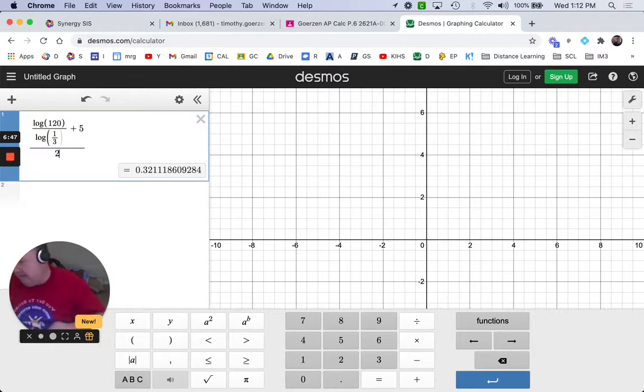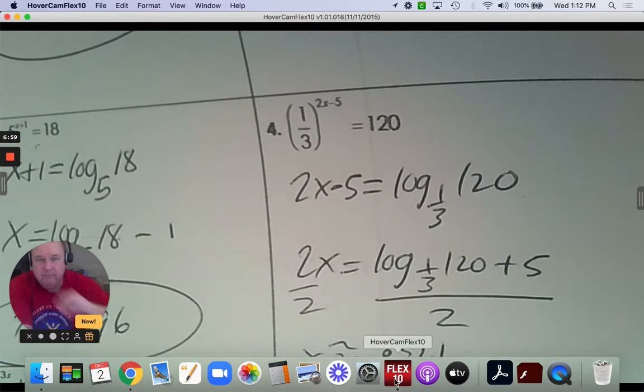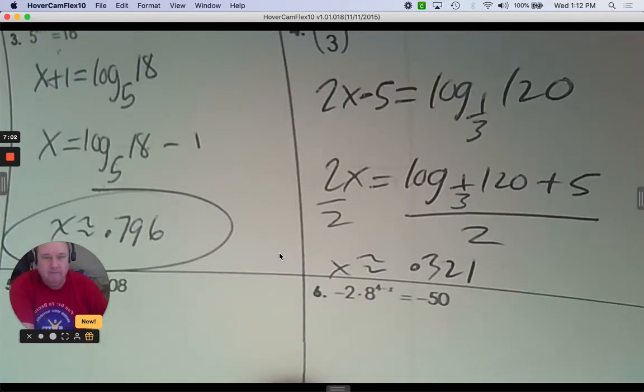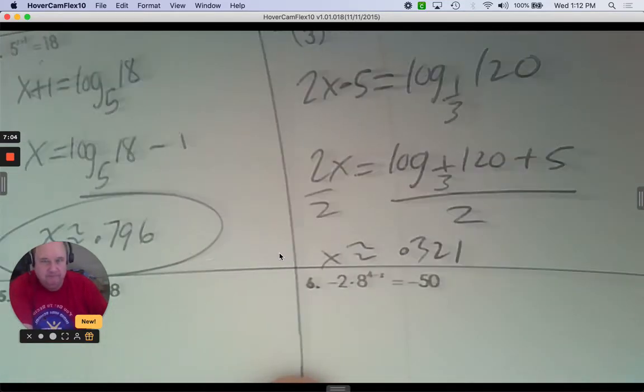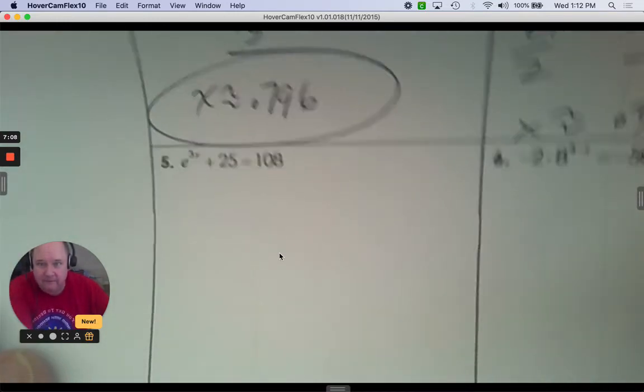Double checking the answer key, 0.321, which I like. It's a nice number. And there it is. So it's 0.321. All right, let's look at number 5 together here.